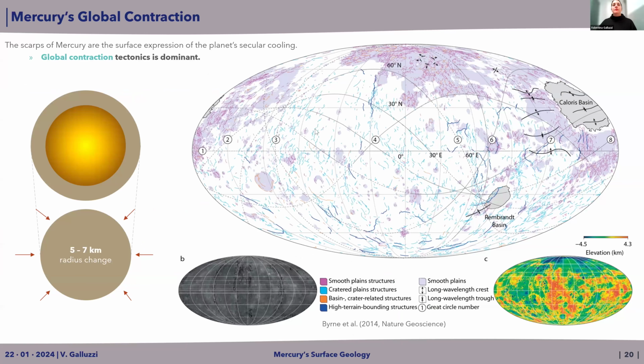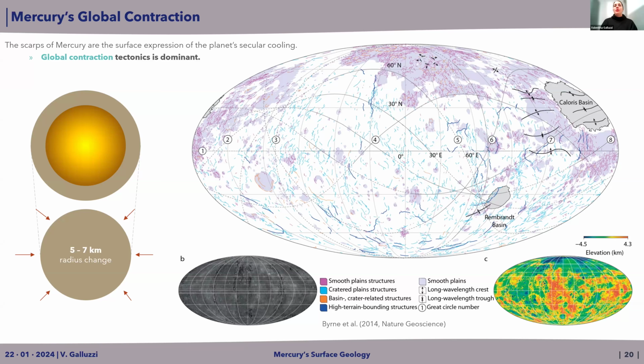So this is the map from Byrne et al. 2014. We have some updates of the mapped folds around the planet. For example, we have also Mann et al.